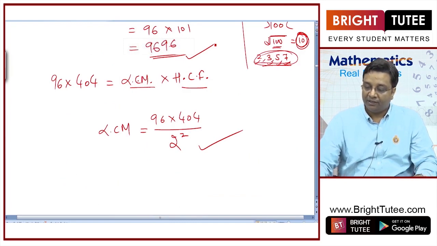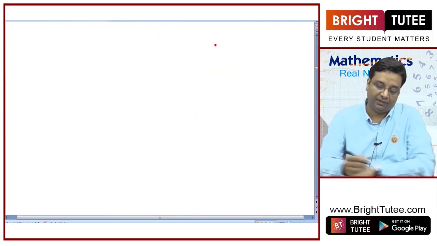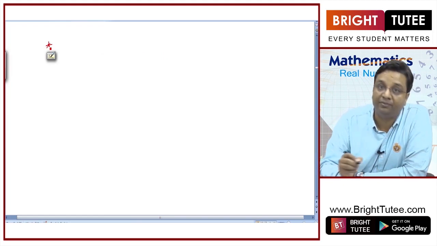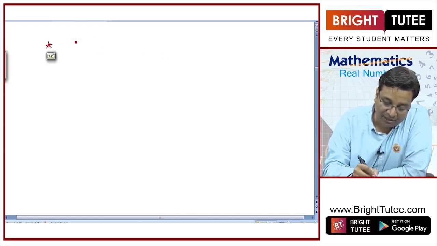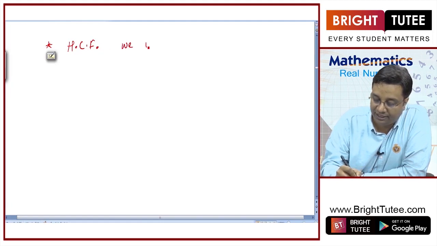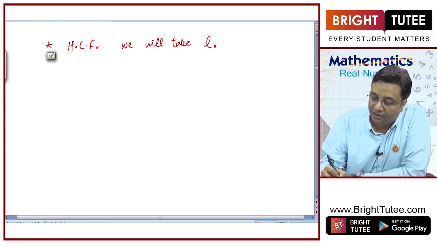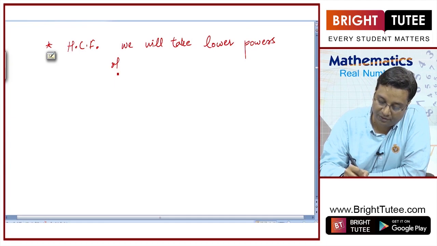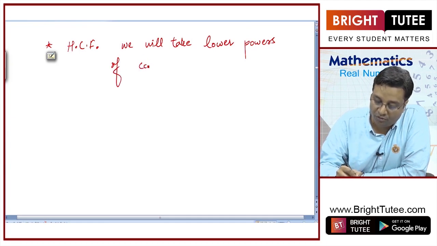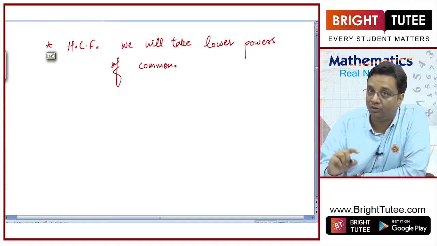Okay. So up to now, let us recap the concept that we have learned. One, in HCF, we will take lower powers of common primes, which are common to both, right?